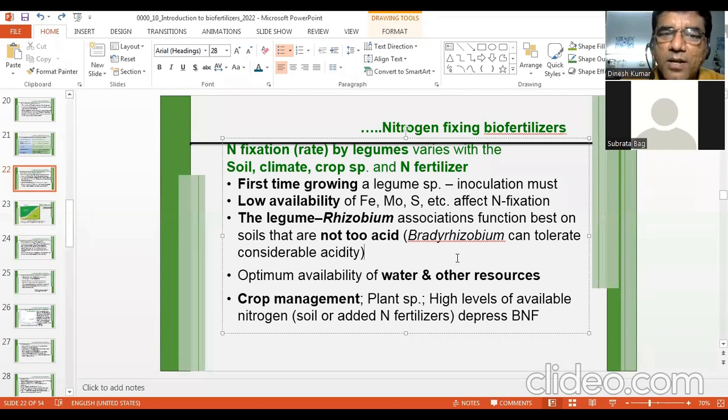Definitely it is required. Crop management practices, like high level of available nitrogen, depress biological nitrogen fixation. With high fertility, the plant will not fix more nitrogen because under those conditions there is no need to fix the nitrogen, which is already available to the plant from the soil. So plant will not give much cooperation to the bacteria.